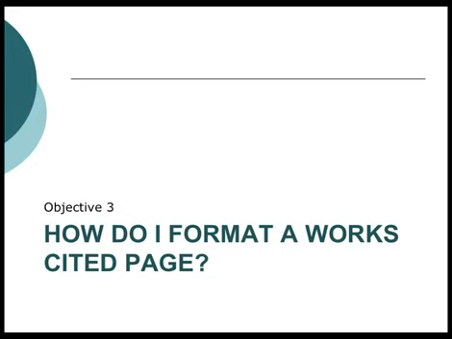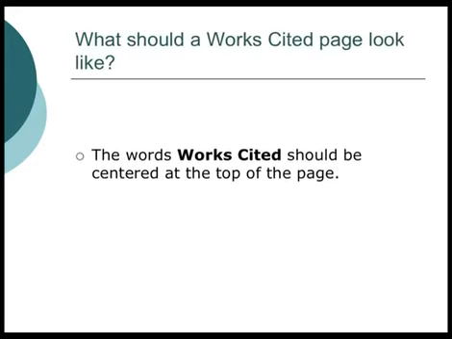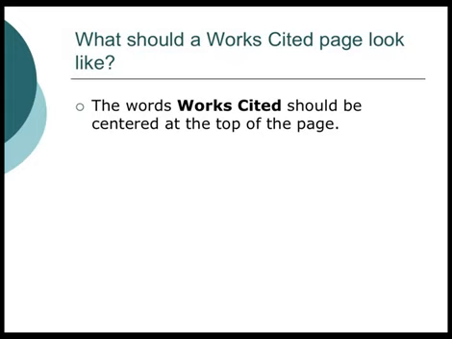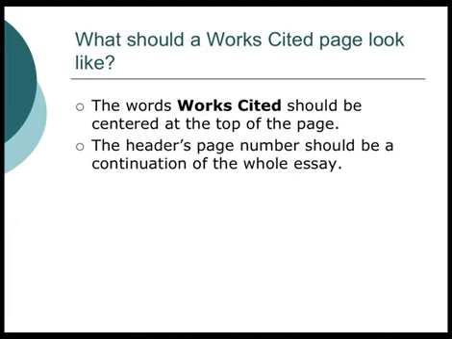Now, how do you format a works cited page? So, a works cited page, the words works cited should be centered at the top of the page. You should not put them in quotation marks, you should not underline them, highlight them, make them a larger size or anything like that. It's just those words, works cited. Then the header of your paper should have the same page number, the same pagination as the whole essay.